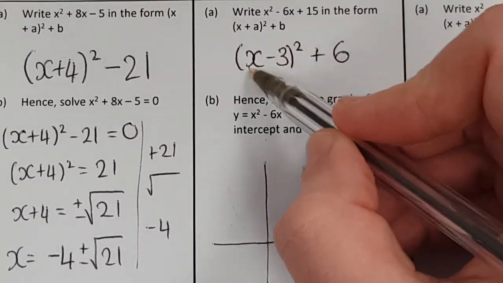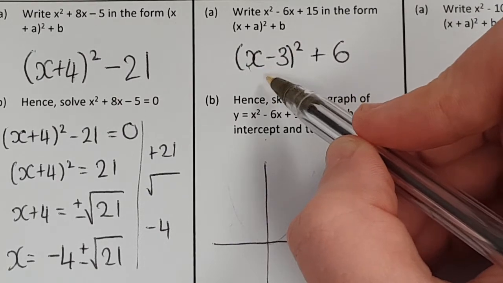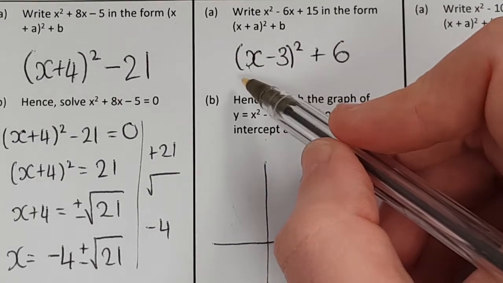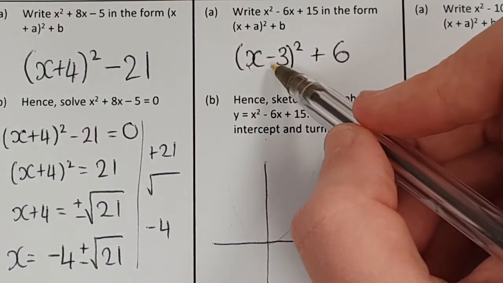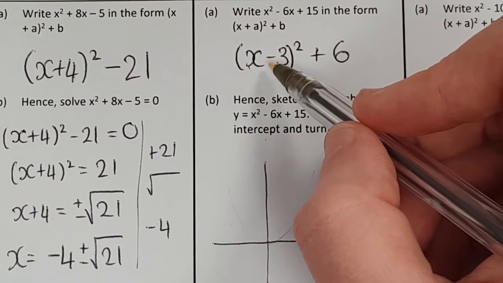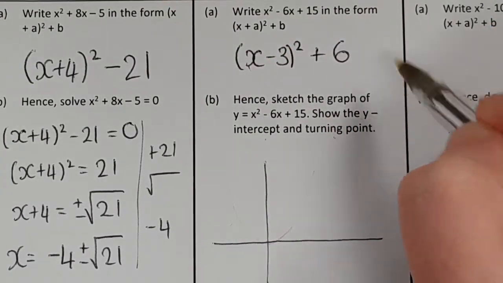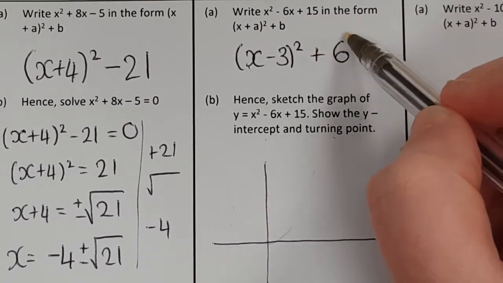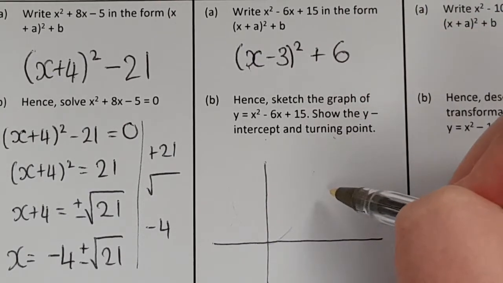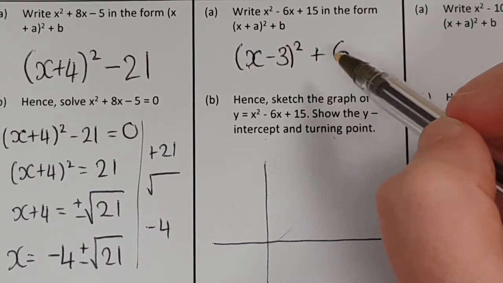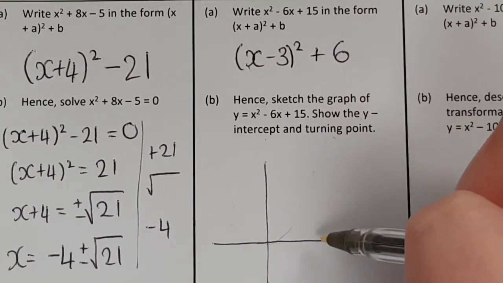But remember, the bit inside the bracket tells you your x direction, so it tells you how far right or left your graph is going to go, and it's the opposite of what you expect. So a negative actually moves your graph to the right, a positive would move it to the left. The outside number tells you how far up or down your graph goes. That one is what you'd expect. So a positive moves it up, negative moves it down.